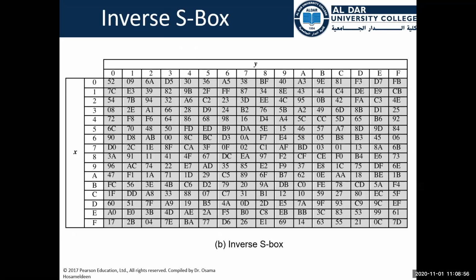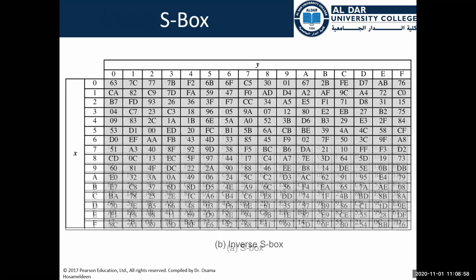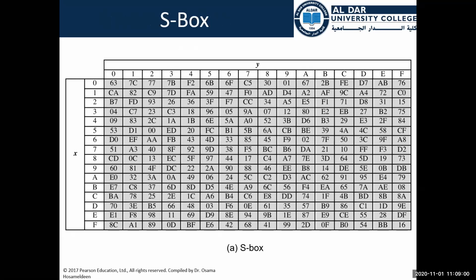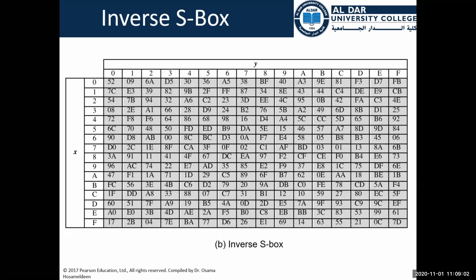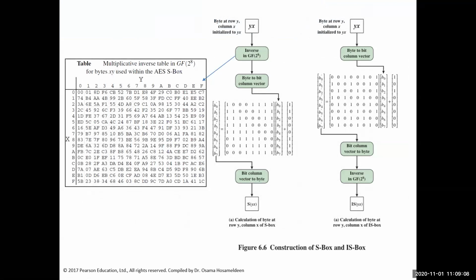This is not random numbers. Maybe the S box is randomly created, but the inverse S box is calculated. How is it calculated? This is the way it is calculated. So we have here the XY, this is the input, and the inverse of the XY itself.